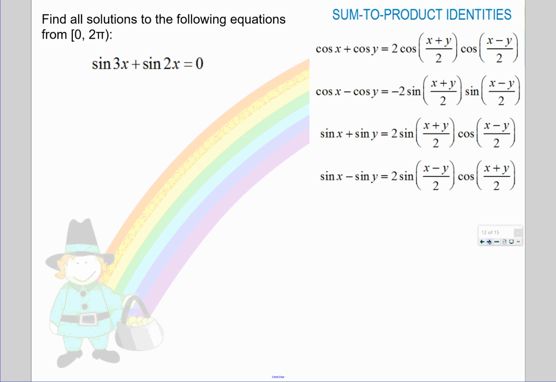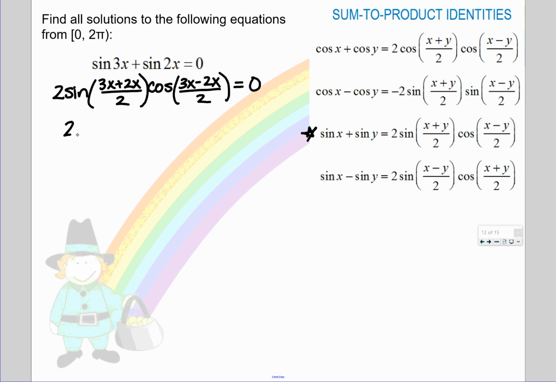Now this one's a sine plus a sine. So using the third one down there, that's going to look like 2 sine, add up my angles, divide by 2. So 3x plus 2x over 2. And then cosine, subtract my angles, and divide by 2. And then we can simplify. 2 sine, I'll have 5x over 2. Cosine x over 2.